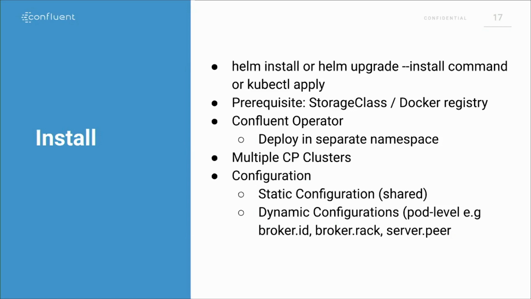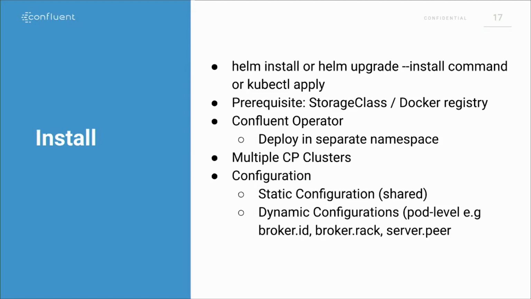There are two kinds of configuration. One is static configuration, where we know beforehand the values, like auto topic creation being true or false. But there are also runtime configurations. For Kafka you have to know the broker ID, and there's a broker rack configuration, where you have to know which pod is under which zone. And then there is server peer, which is for Zookeeper. So the operator has to create this configuration at runtime.